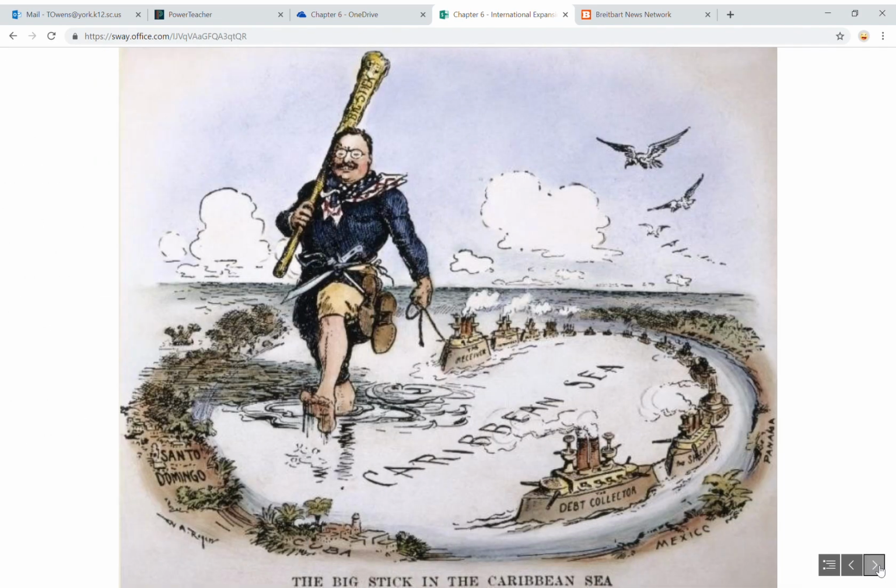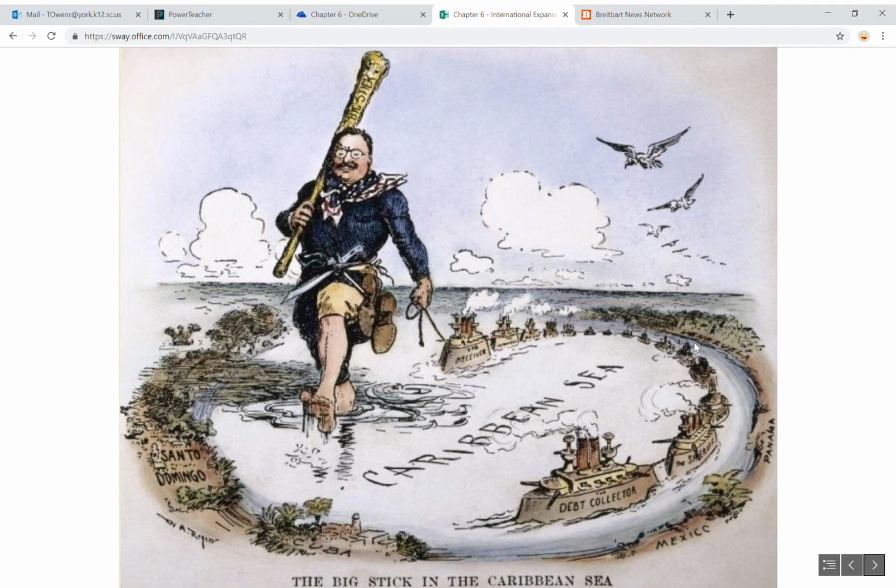Oops, sorry. And here you can see some of the political cartoons. Again, notice this is the big stick diplomacy. That's its nickname. And here is where you begin to see Roosevelt in these political cartoons carrying a big stick. And it usually says big stick in some way. But look again, too, at where we are. This is the Caribbean Sea. And these are the Caribbean nations.